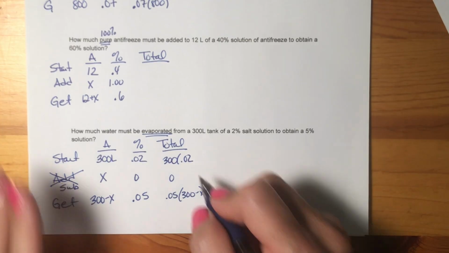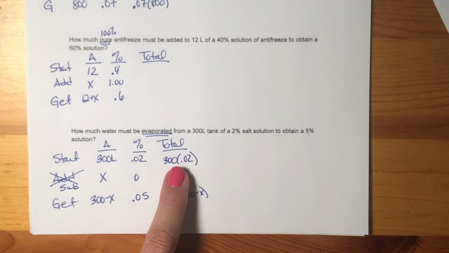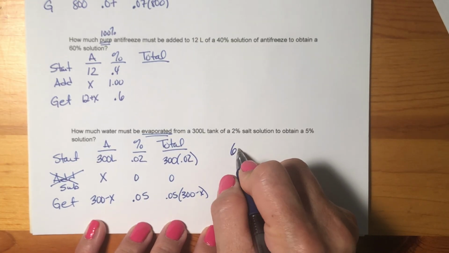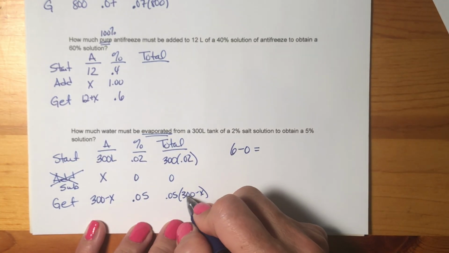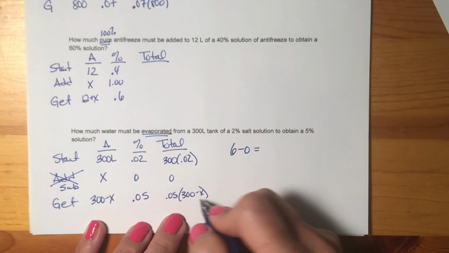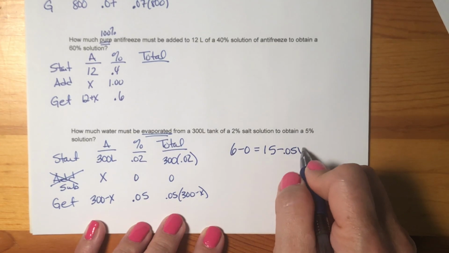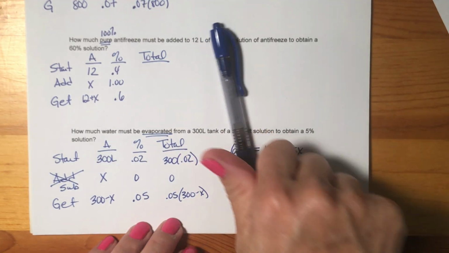To set up that equation, you're going to take whatever you're starting with, and you're going to take it away, right? So it would be 6 minus 0 is equal to, and we're going to distribute here, this would be 15 minus 0.05x, okay? And I'm going to leave that for you to solve.